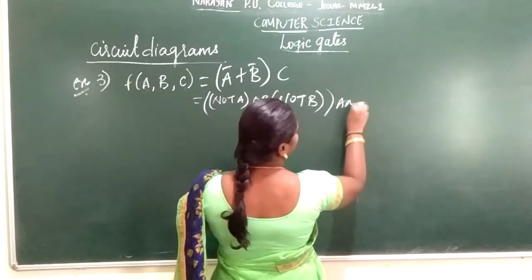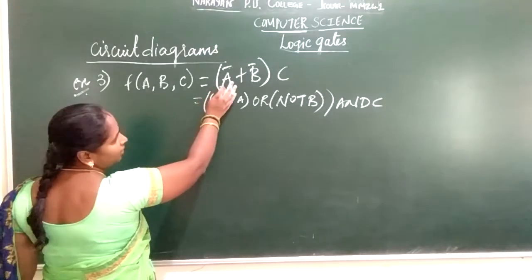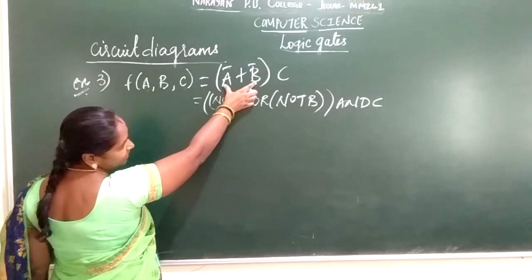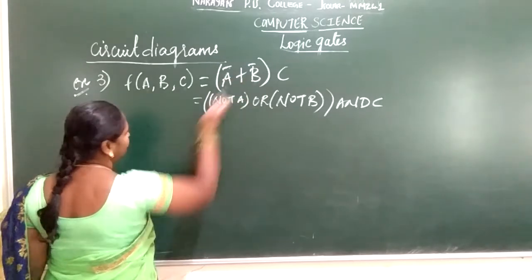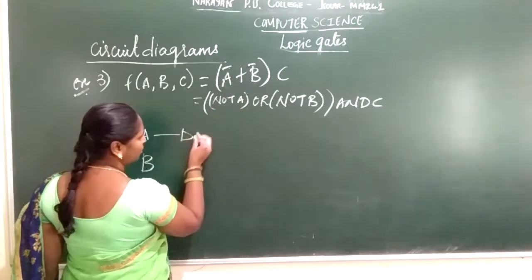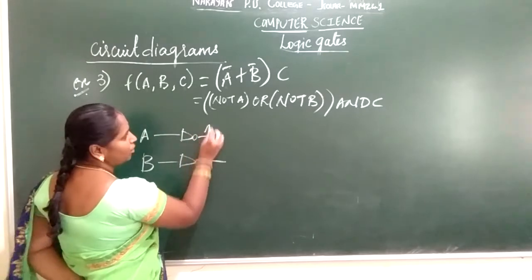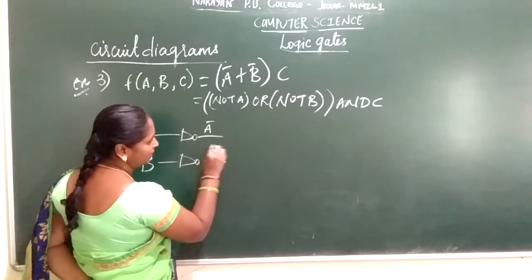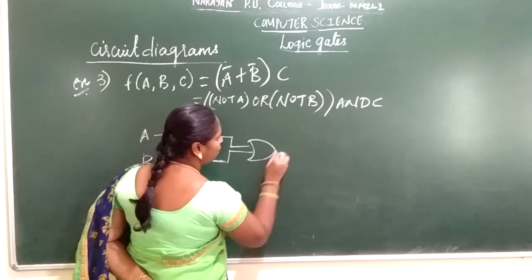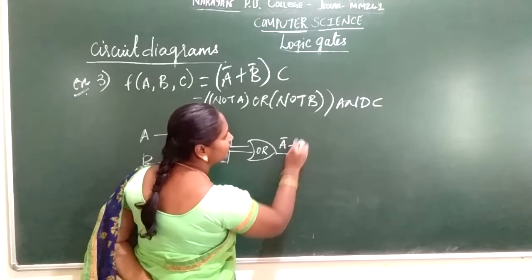Next it should be ANDed with c. So this is my expression. Directly you can draw the logic circuit diagram. So how many variables? First combination is a plus b, a bar plus b bar. First you take a, b, and both have the NOT gate, that is a complement. So write two NOT gates, the output is a bar, here it is b bar. So these should be ORed. So I am using an OR gate. So I have the combination a bar plus b bar.